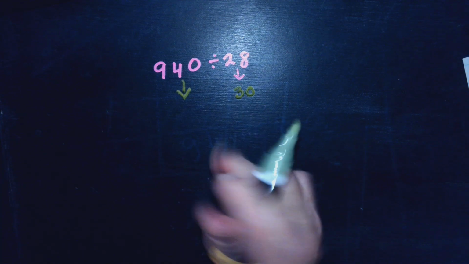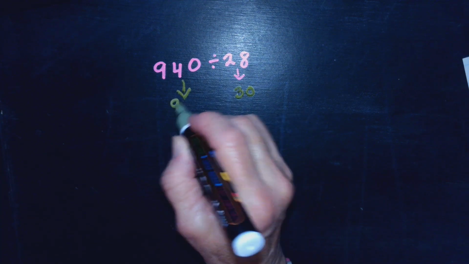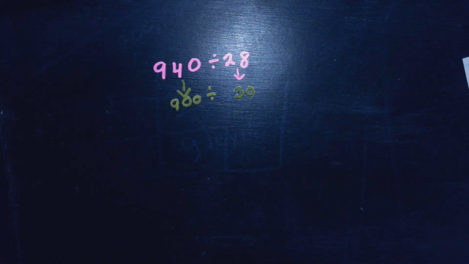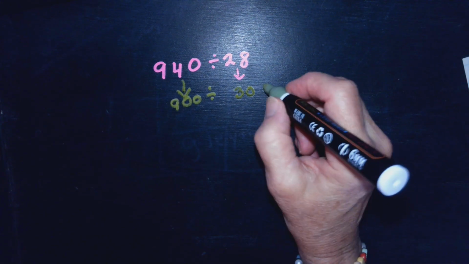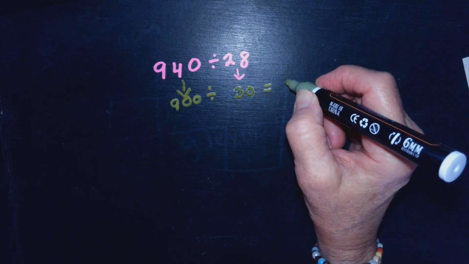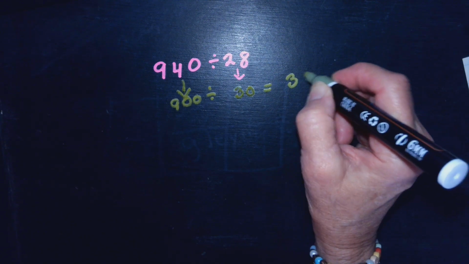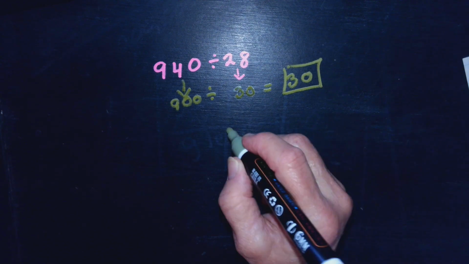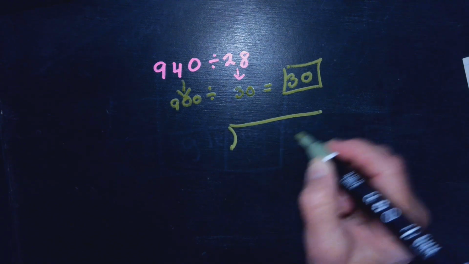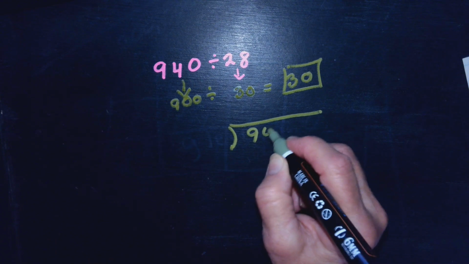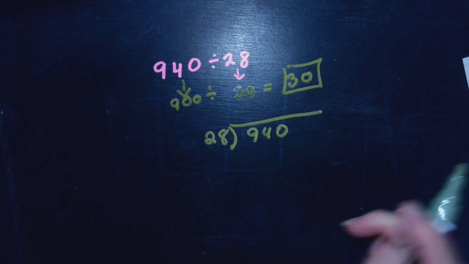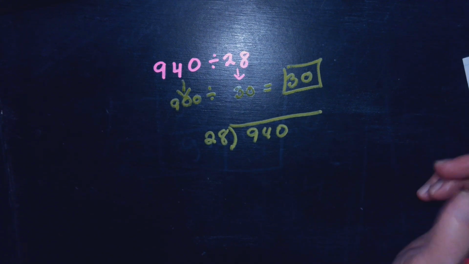That 30 goes into evenly, and we know that that is 900. So 900 divided by 30 should be close to, our answer should be close to 30. So let's divide. I'm going to put 940 here. We're going to put 28 here, and we are estimating it to be close to 30.